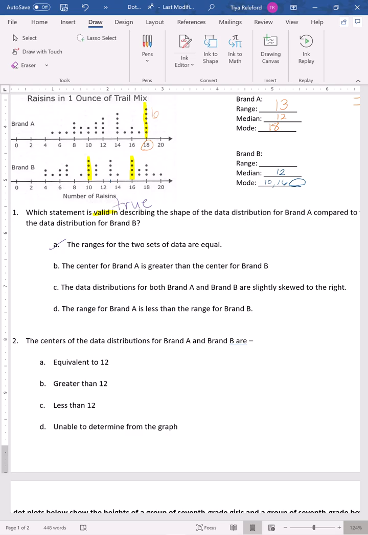B says the center for brand A. What's the center for brand A? Remember, center and median are the same thing.